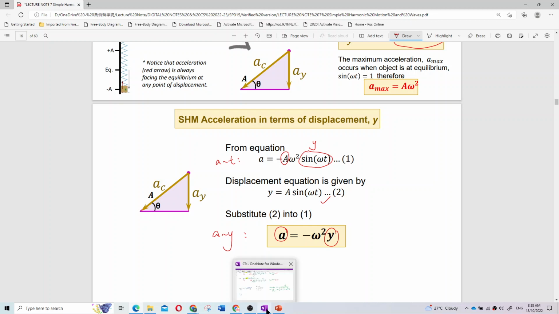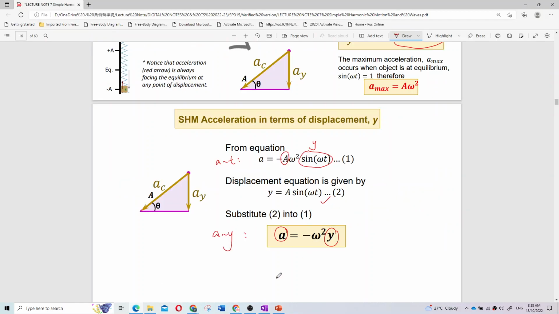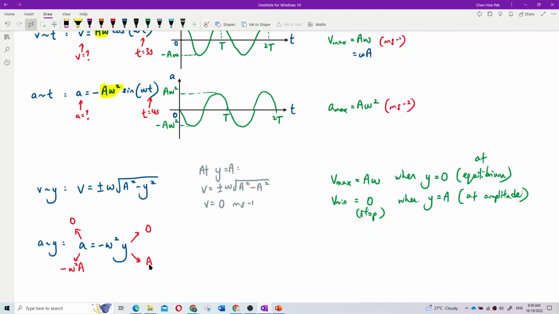So that's it. We can add one more equation to our collection: a is equal to negative omega square y. If y equals 0, what is a? 0. Very good. If y equals amplitude, what is a? Negative omega square a, isn't it?